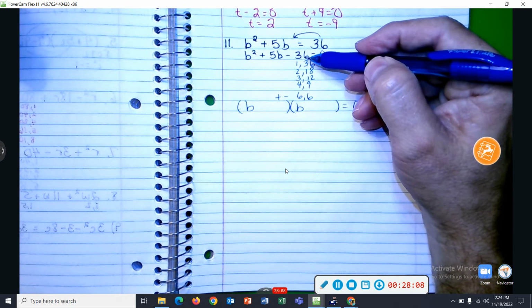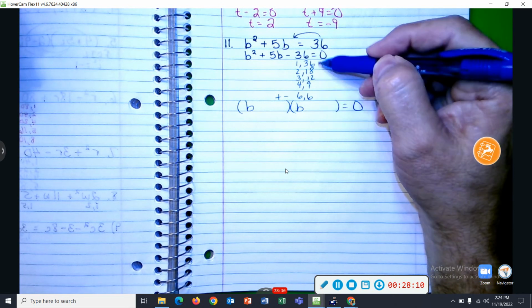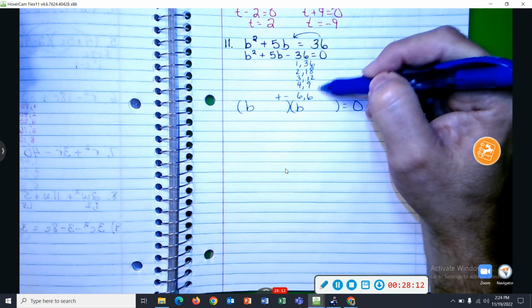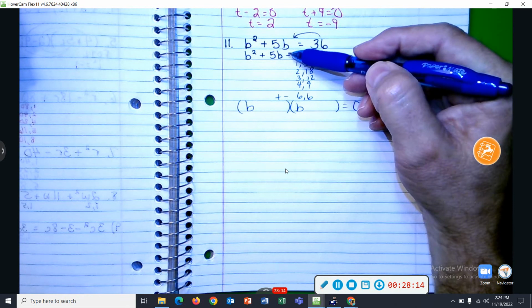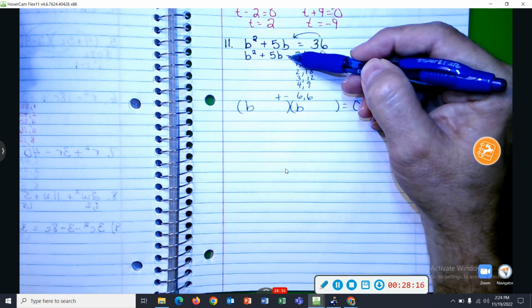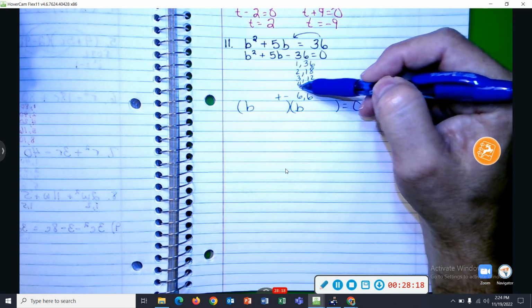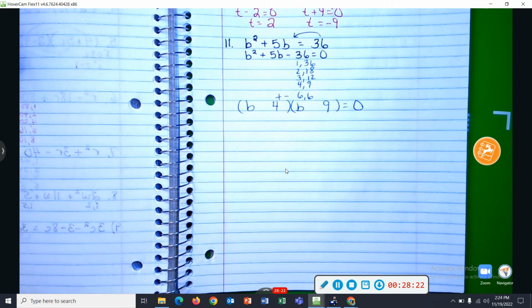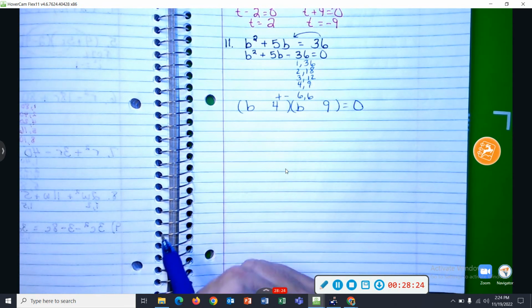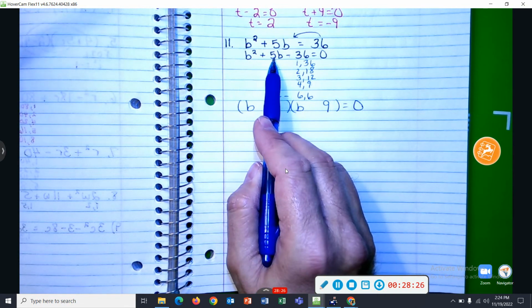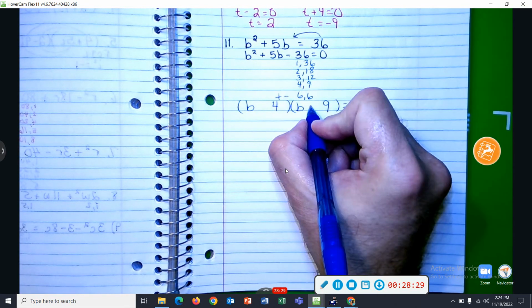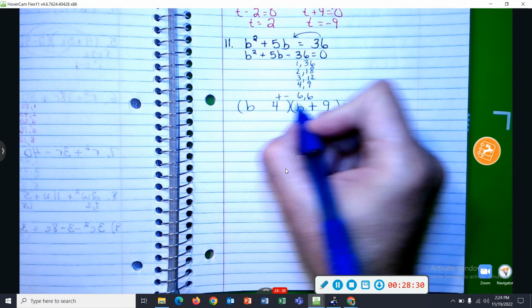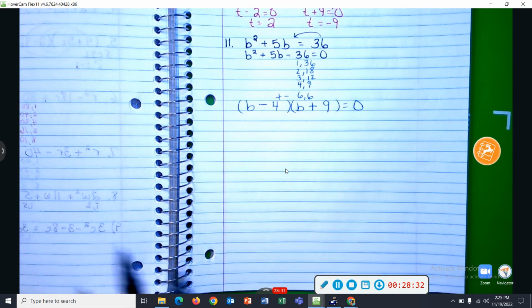And this is one of those easier ones. You can just sort of look at the pair of numbers and figure out which pair will subtract to give you a 5. Well, 4 and 9. How do I arrange the plus and the minus in order to get a positive 5? Well, it would need to be a positive 9 minus 4.